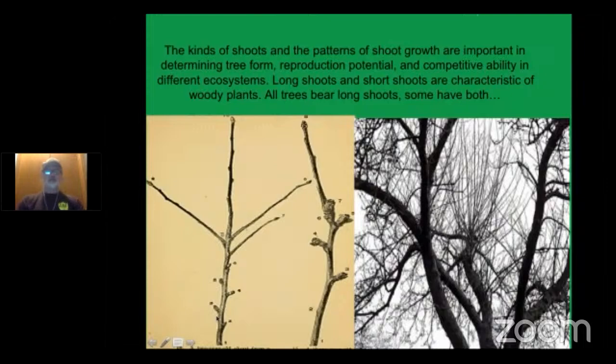And all trees have long shoots, and some have both. Some have a lot more longs than short. Some will respond to injury, like this one right here, by setting up a lot of long shoots. This is an apple tree on the right.